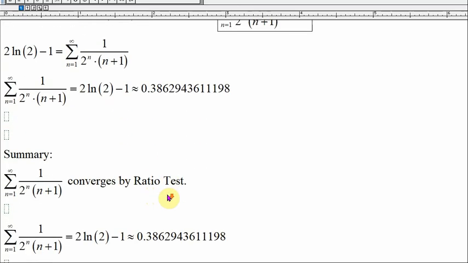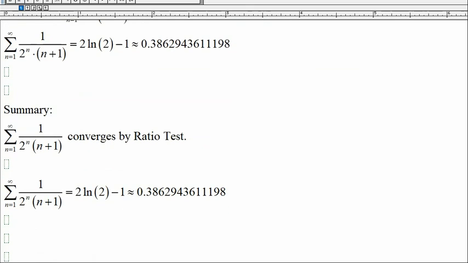And so in summary, we have shown that this series converges by the ratio test, and then we have shown that it converges to 2 times the natural log of 2 minus 1. And that's the end of the video.